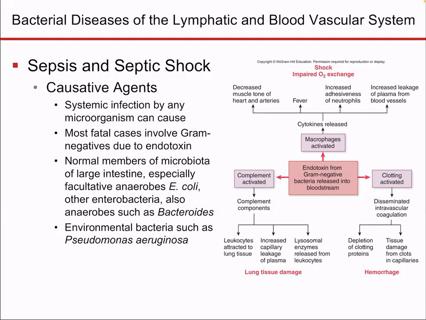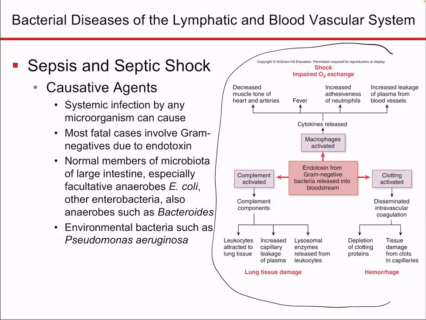Well, it is most commonly caused by bacteria, but also it could be caused by fungi, by viruses, or parasites. So it's not exclusive for bacteria. Most cases of septic shock are caused by gram-positive bacteria, followed by endotoxin producing gram-negative bacteria. And this figure here that you see is showing you how the endotoxin released by gram-negative bacteria may lead to septic shock.